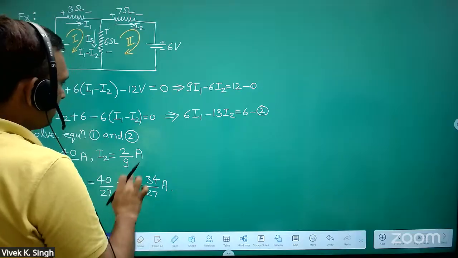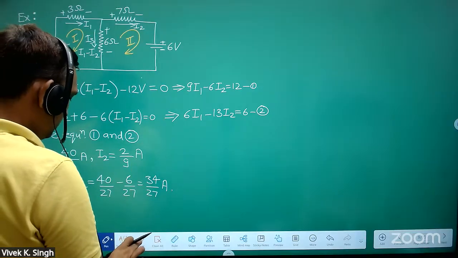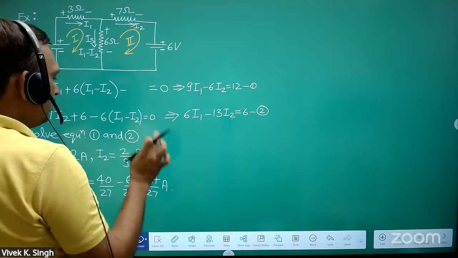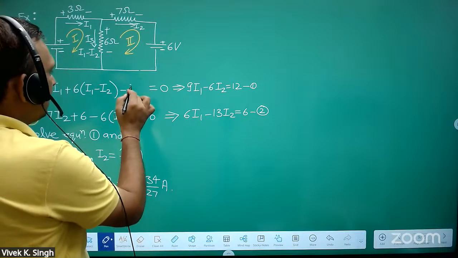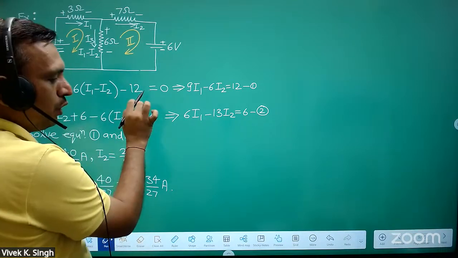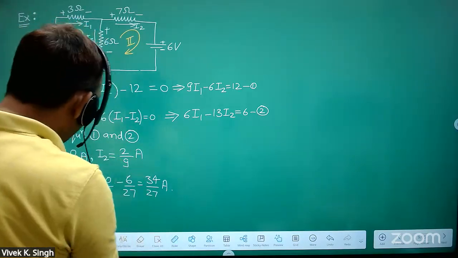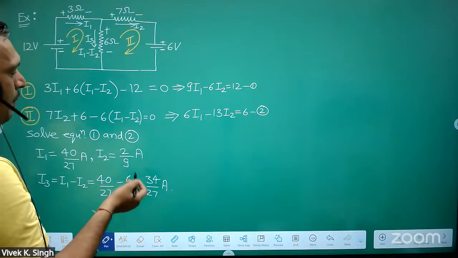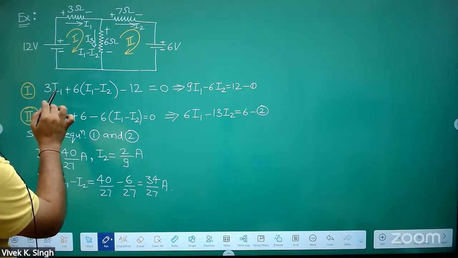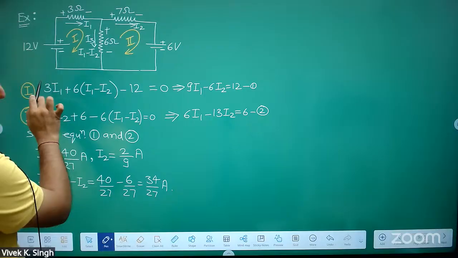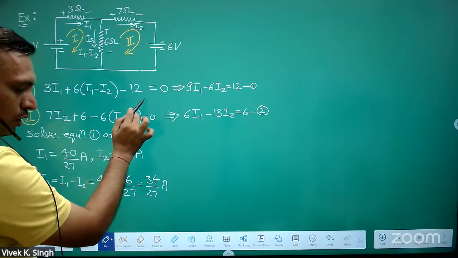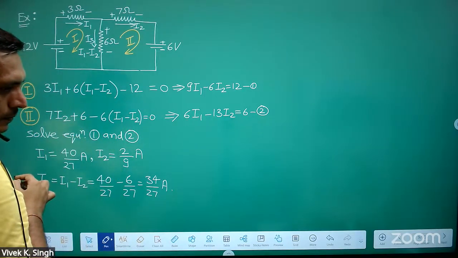Don't write volt. This equation is in voltage because this is 12 volts. So that's why I have written volt here. And I1 you are getting in ampere because this is in ohms. I1 is in ampere. So this much volt. So this unit will also be volt. Okay, sir. Fine.